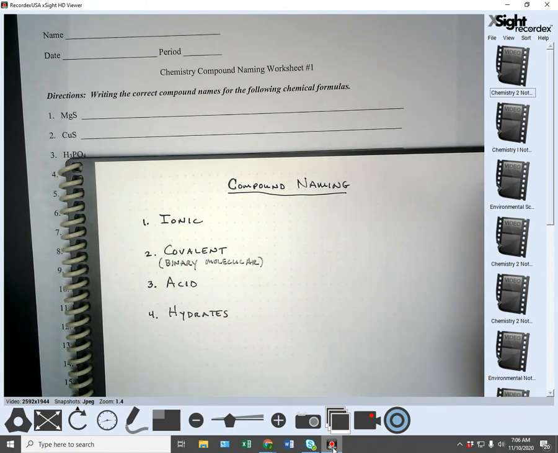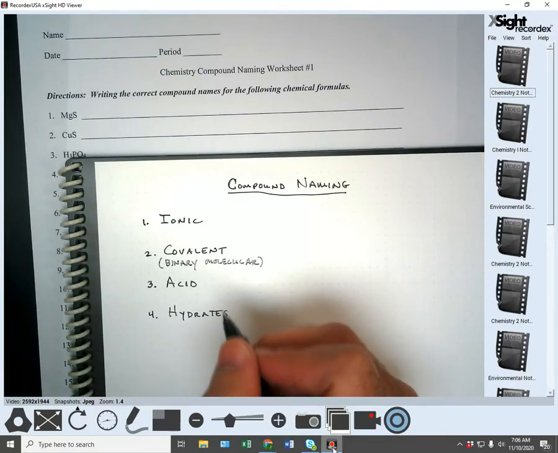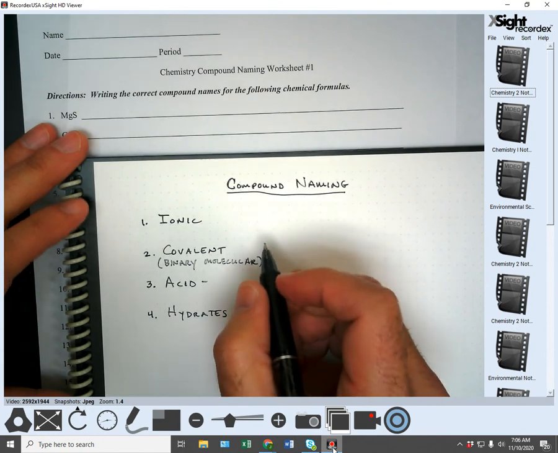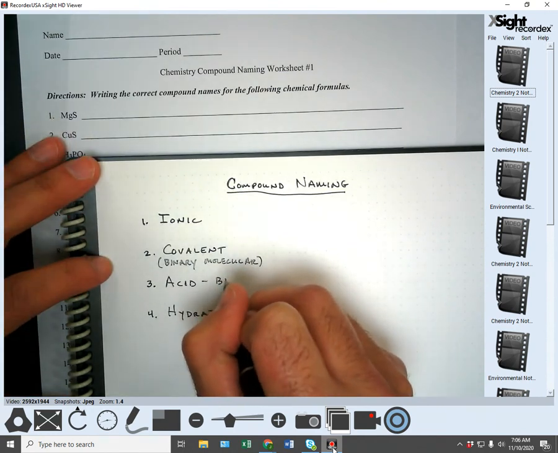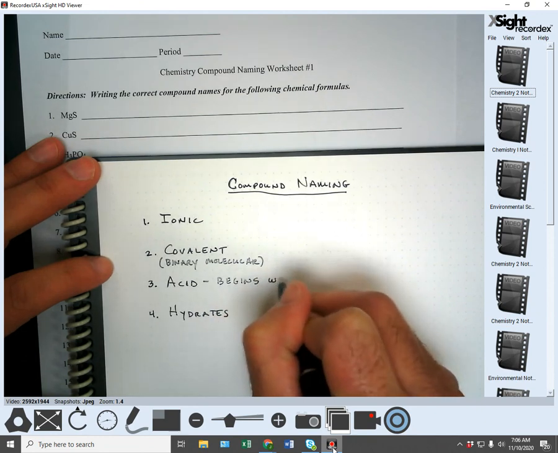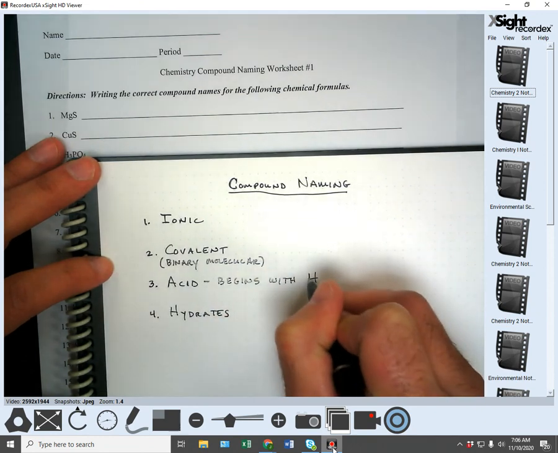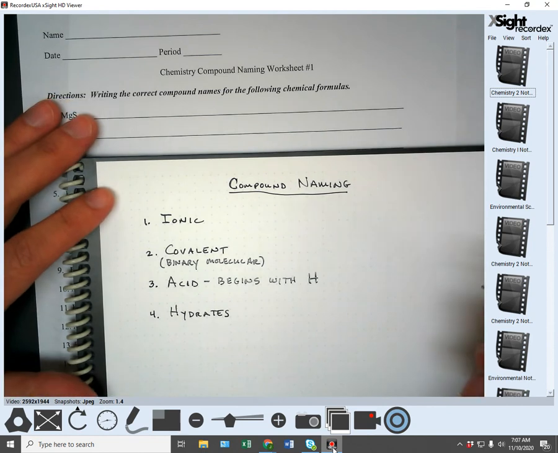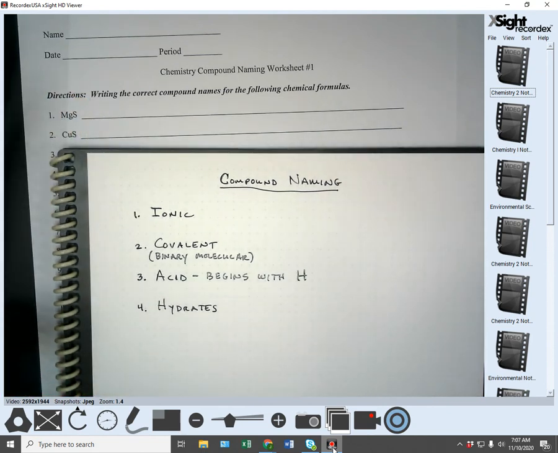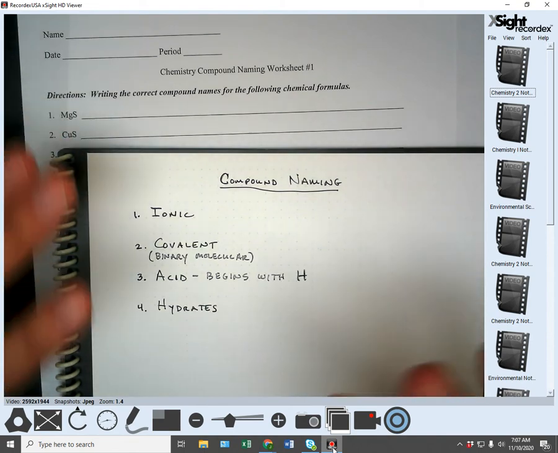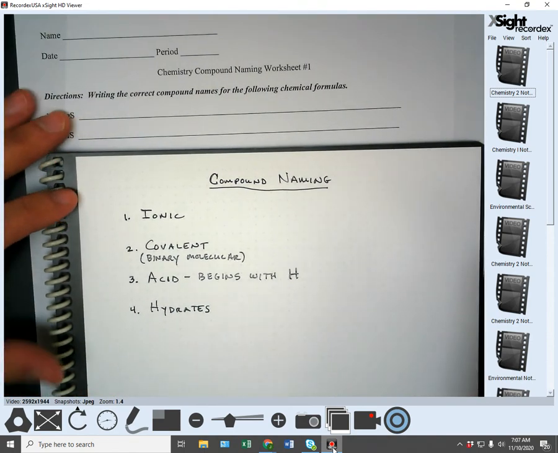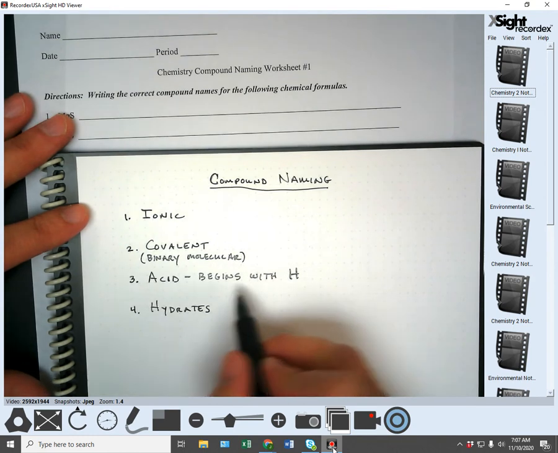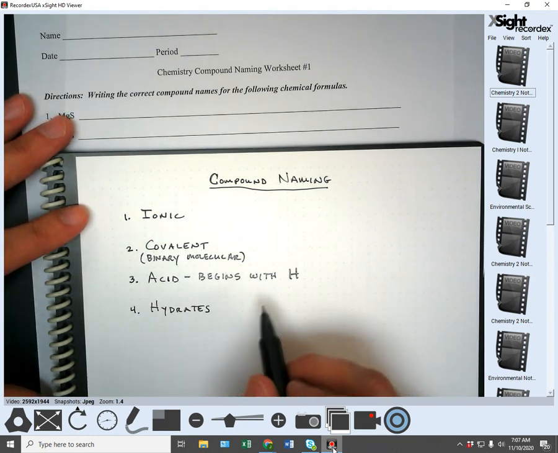Okay, so how can we tell the difference? Well, some of these are easy. For example, the acid begins with hydrogen, except for water, obviously. Are there other compounds that begin with hydrogen that aren't acids? Yeah, for sure. But for what we're doing, any compound I give you that begins with H, that's not water, will be an acid. So if it begins with hydrogen, it's going to be an acid.